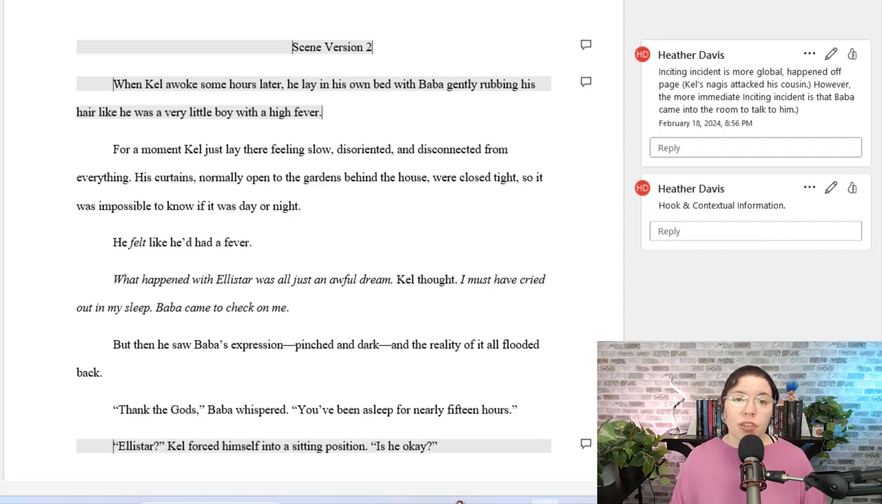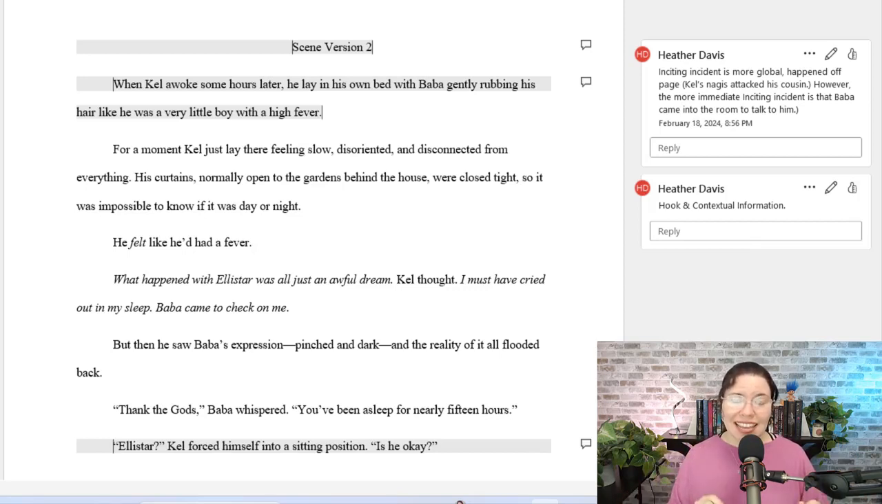Okay, so this is the opening line, and it serves several purposes. Actually, 3 purposes right off the bat. The first one is it's the in-scene inciting incident. Baba comes in and rubs his hair and wakes him up. And this sort of kicks the scene off. It makes Kel forced into this situation where he finds out new information.